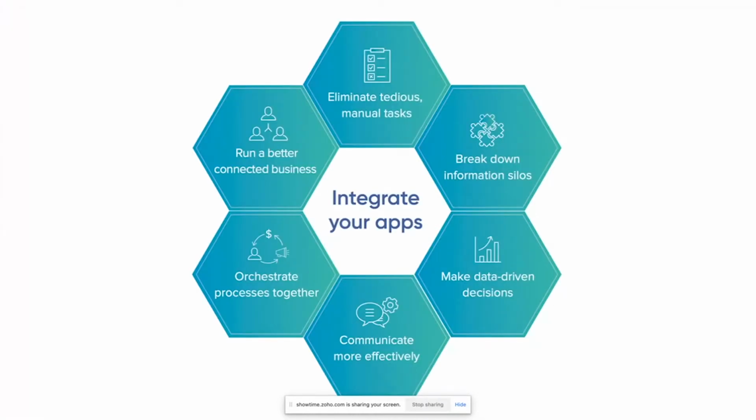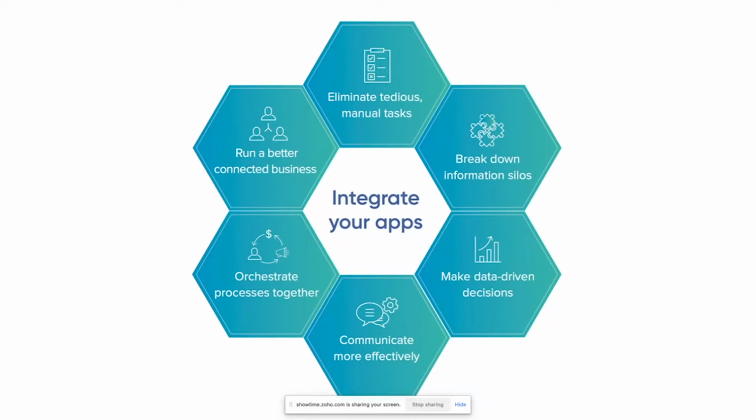These are the set of features that you can use Zoho Flow for. With Zoho Flow, you eliminate tedious and manual tasks by implementing automations and by using the APIs provided by these applications. These automations would help you remove the amount of manual work that everyone has to put in to keep the data synchronized across different applications. It also helps you break down information silos that are present in a lot of organizations, and helps you make data driven decisions.